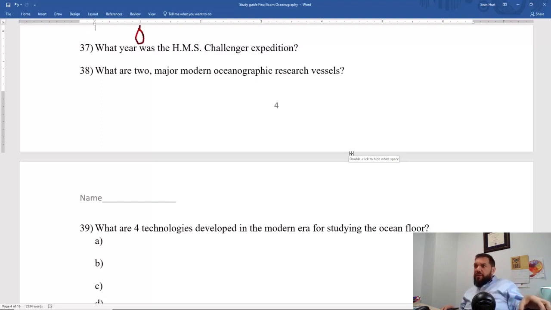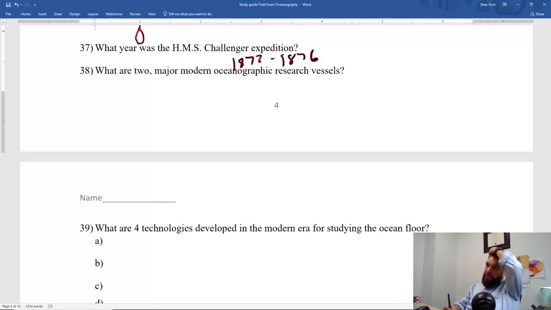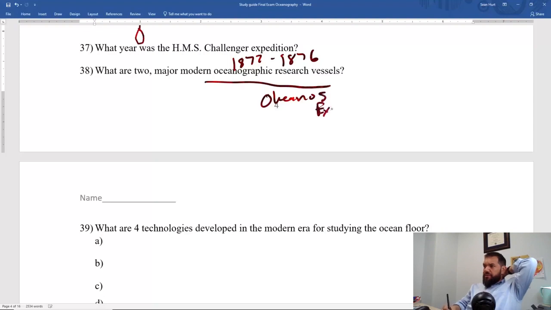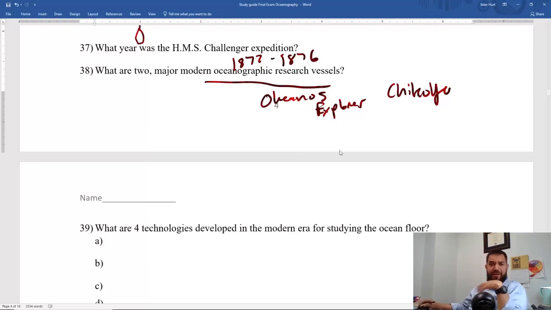All right, now, what year was the HMS Challenger expedition? So, the HMS Challenger expedition was in 1872 to 1876. Okay. Two major oceanographic research vessels in the modern day: the Okeanos Explorer, which is a U.S. vessel, and the Japanese Chikyu. Okay. These are again billion-dollar research vessels, and they're very sophisticated.